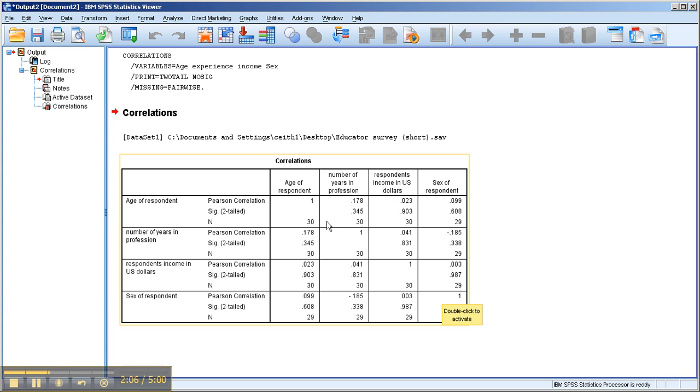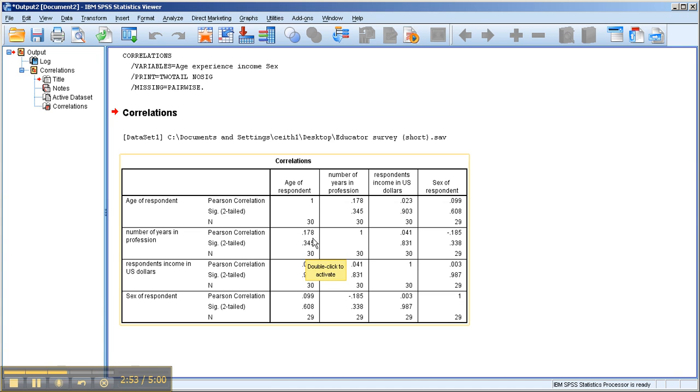So what I want to focus on is taking this diagonal. So we have a perfect correlation of 1 between the variable and itself. And I'm just going to look below the ones here just to make it easier. What you'll see is we have basically no significant correlations. We have one that's actually presenting as a negative correlation, but it's not significant. Just to interpret this a little, you have your Pearson correlation, your significance of that correlation, and what this basically is, is the correlation coefficient between age of respondent and number of years in the profession is going to be 0.178 with a significance of 0.345. Again, not significant.